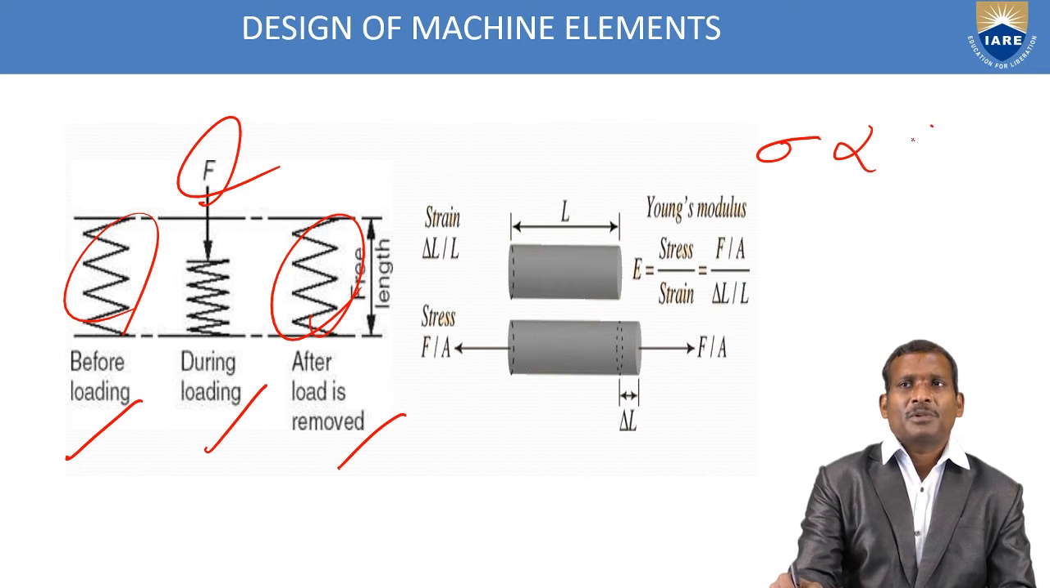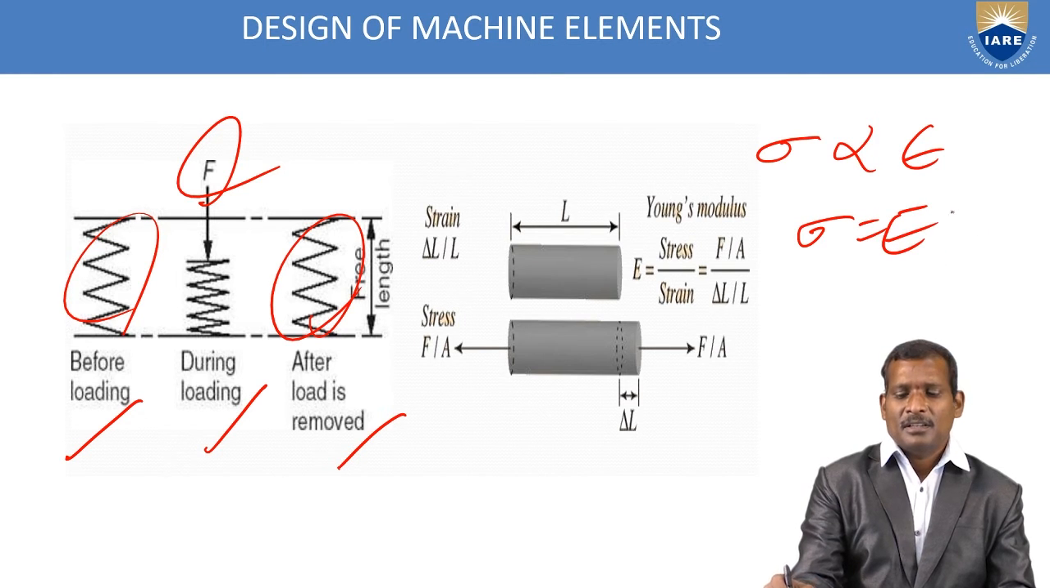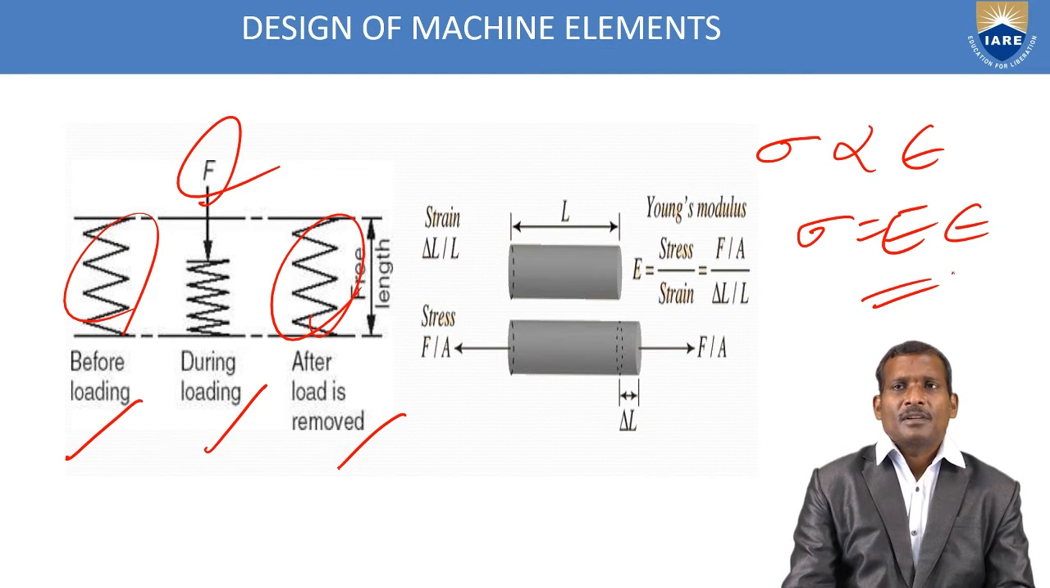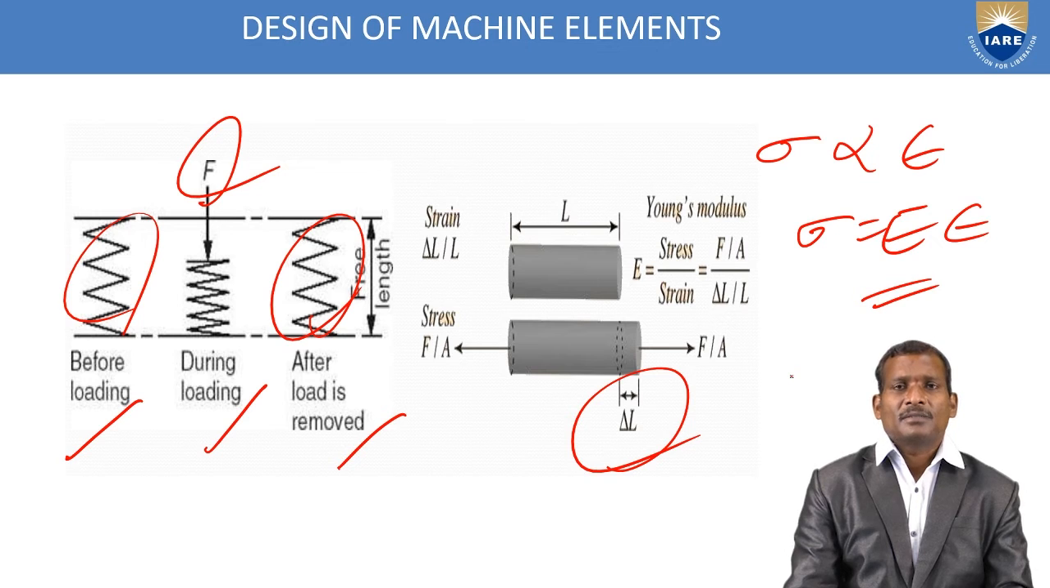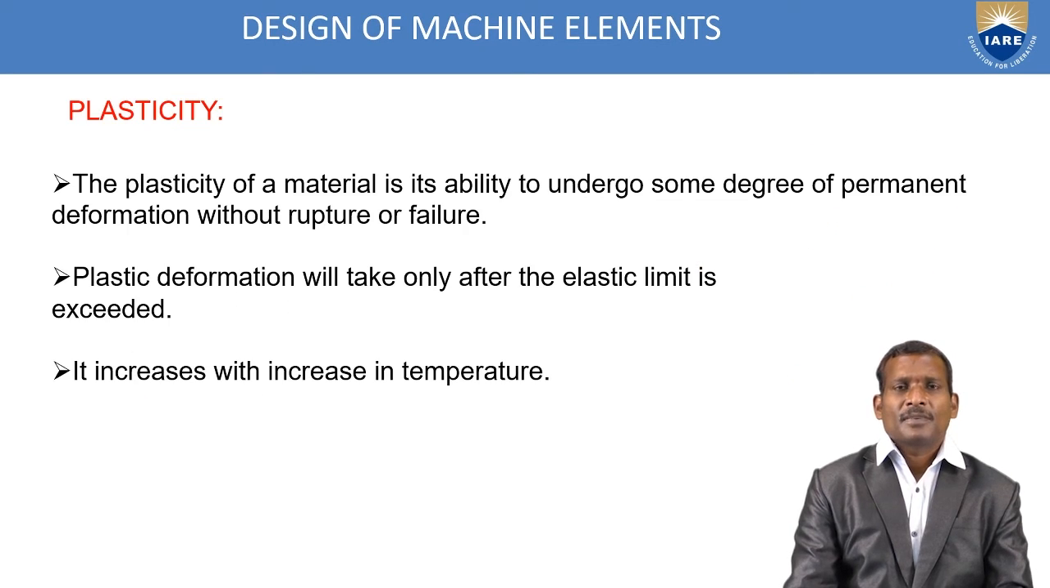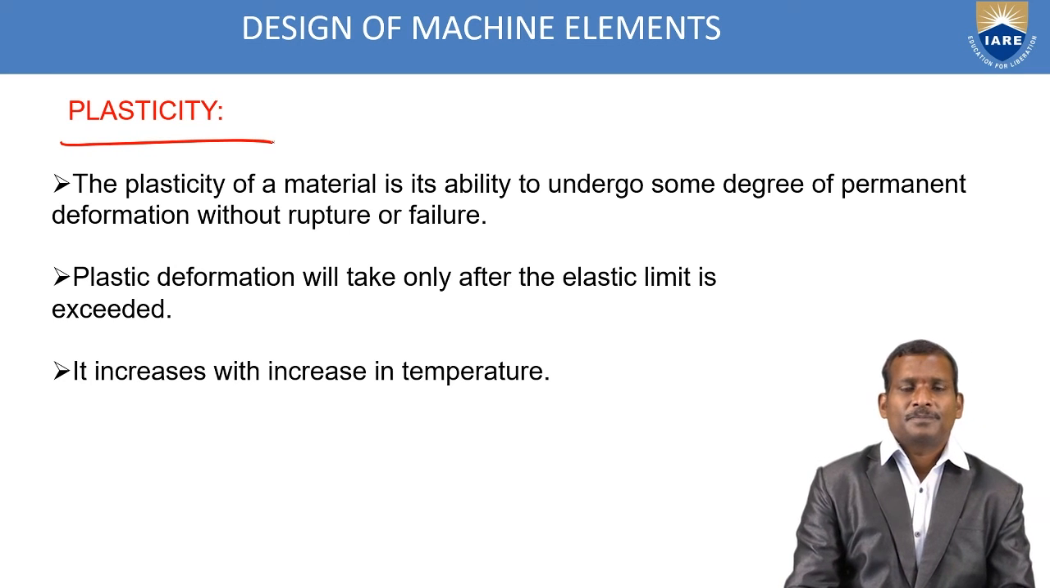Stress is directly proportional to strain, which you can write in terms of Young's modulus, the elastic constant E, times epsilon. So Young's modulus is equal to stress upon strain. Here you can see the change in length, which you can represent with delta L.